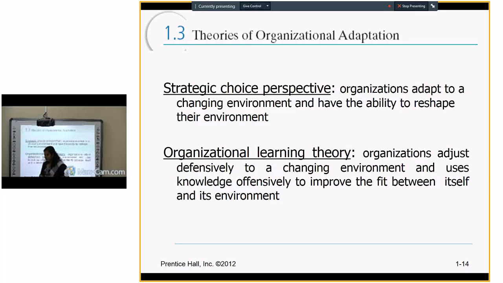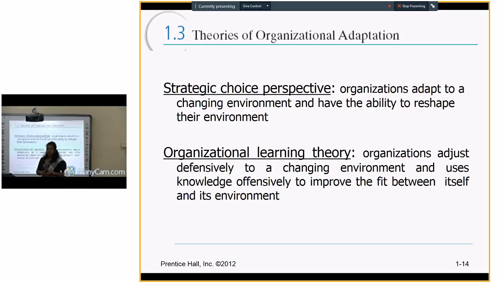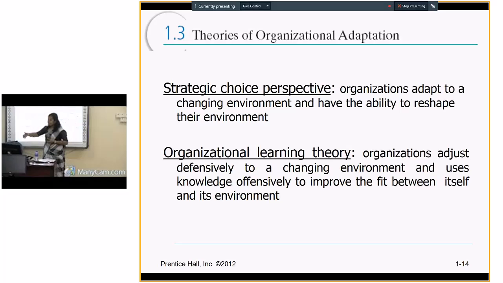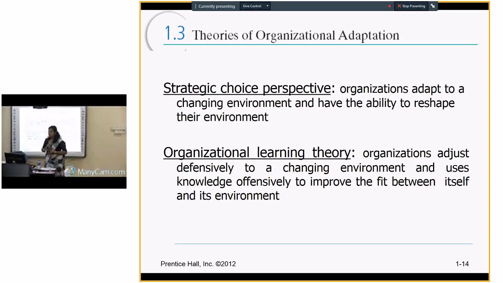Got the point? The organization adjusts defensively to a changing environment and uses knowledge offensively to improve the fit between itself and its environment. That means the organization is capable enough at this point in time. The organization has resources, competencies, and knowledge. They can easily transfer these to defeat the opponent or the competitor.